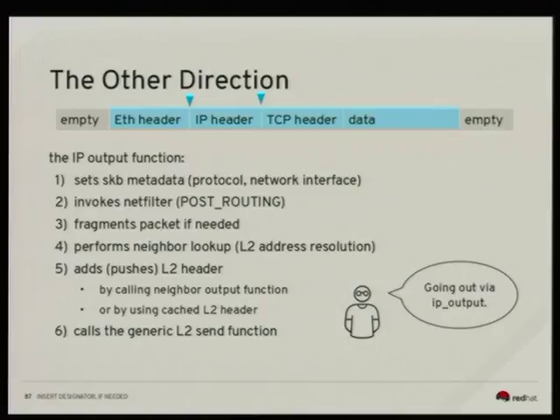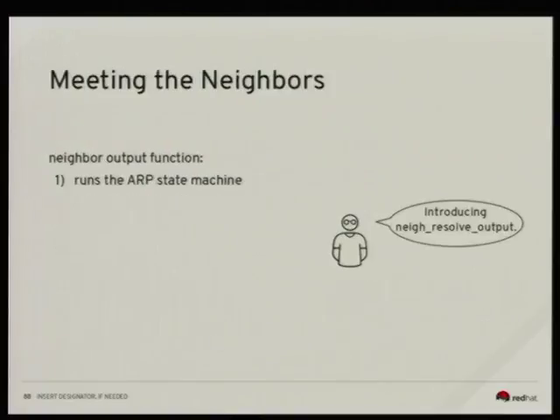And then when we have the packet completed, we call the L2 send function. We can finally send the packet out. So how does neighbor discovery work? This is the neighbor output function, one of those. There are, again, several of those. Resolve output just runs the ARP state machine. If there is no reply, it enqueues the skb and waits for the reply. And if there was a reply, it builds the L2 header based on the reply.